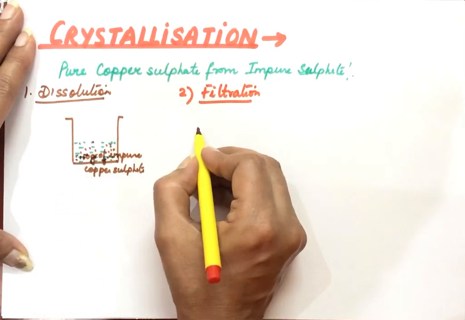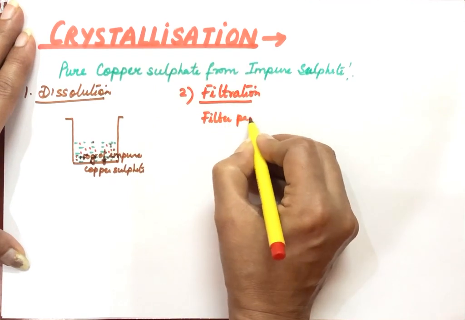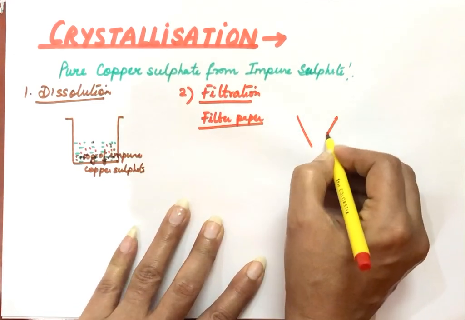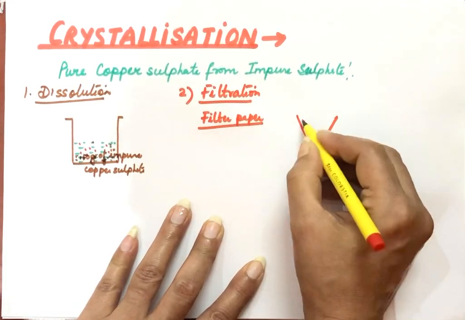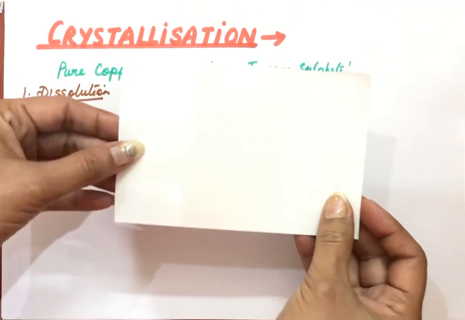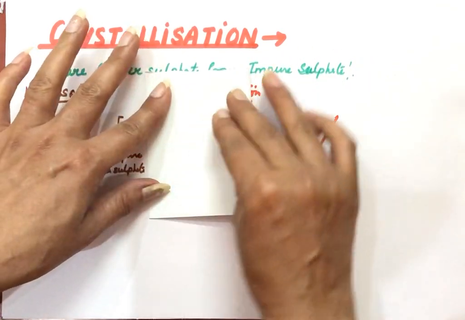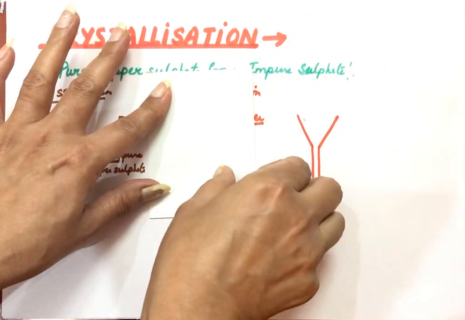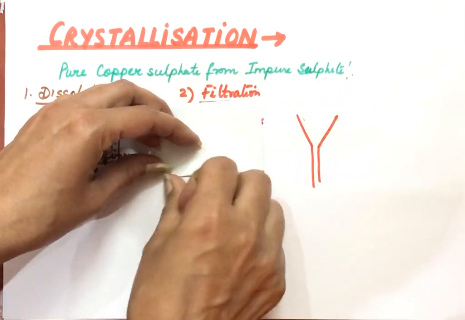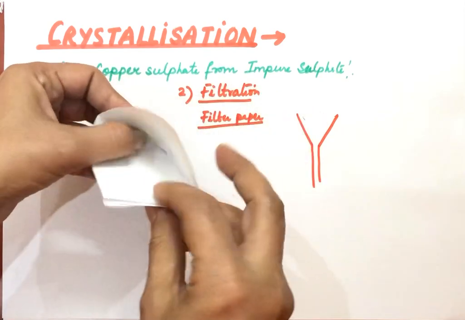For filtration, we will take a filter paper, fold it, and put it in a funnel. This is a funnel, and in this we put the filter paper. So how do we fold a filter paper? Just see this paper I'm taking. Suppose this is a filter paper. First one fold you do like this, then a second fold like this. After folding it twice, we open it like this, and what we get is a cone.